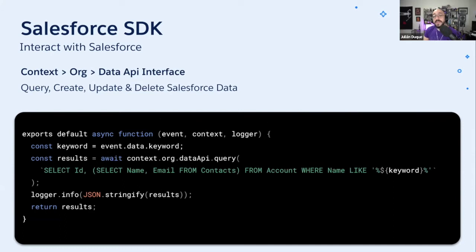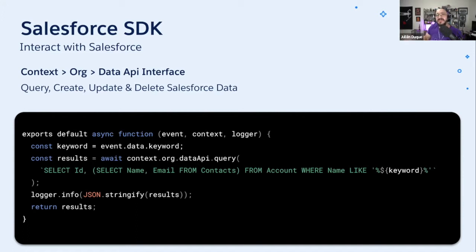Let's take a look at the data API. With the data API, you will be able to perform queries to your Salesforce org. Here I am doing a join query between accounts and contacts and returning that information.